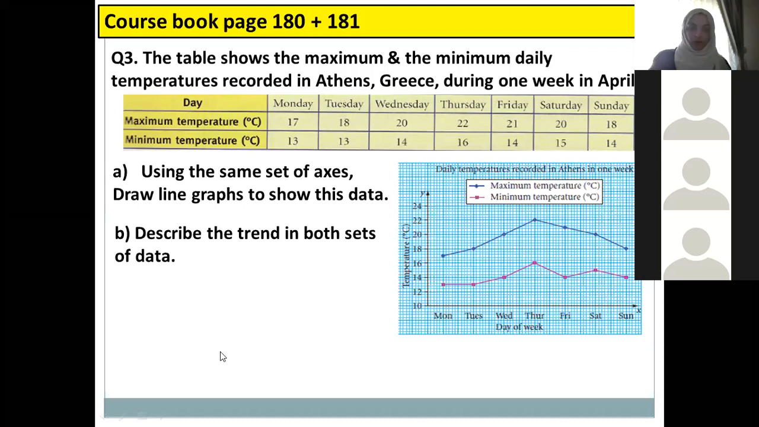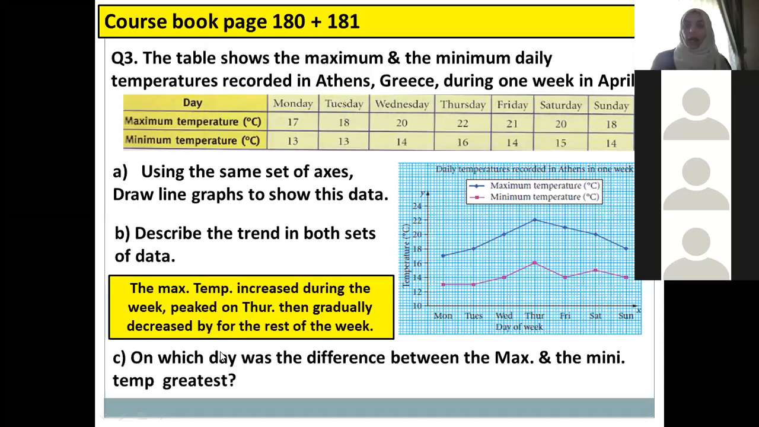A maximum temperature increase during the week peaked on Thursday, so we reached the peak on Thursday, and then gradually decreased for the rest of the week. That was right. What you said was right. On which day was the difference between the maximum and the minimum temperature the greatest? In which day the difference between the maximum and the minimum?